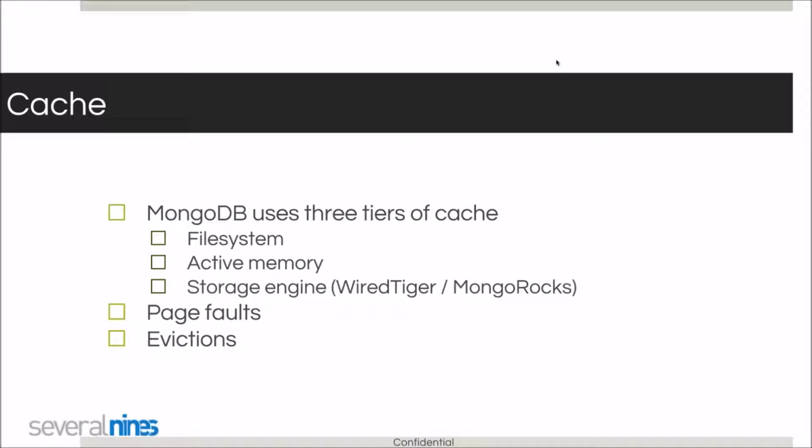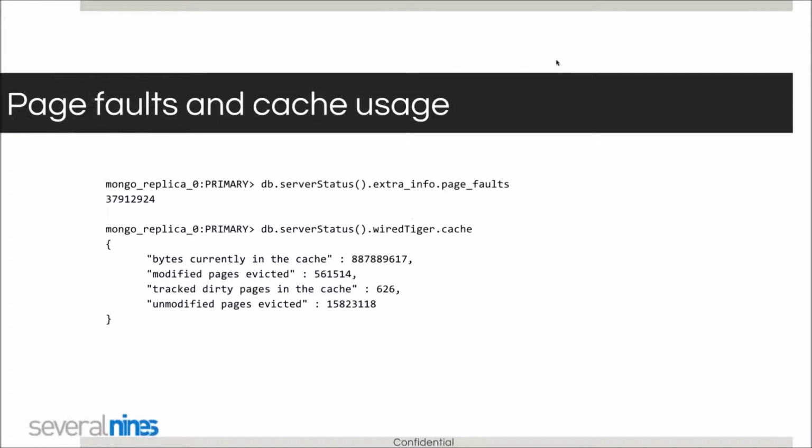Once you are requesting data from MongoDB that's not inside the cache of that node, it will give a page fault. And those page faults are counted. And so you will know that there's a cache miss. Also, whenever there is memory in the active memory or in the storage engine available, there will be evictions happening of that cached item. So if you want to get the number of page faults, that's quite easy by getting the extra_info page_faults, and that's just the number of cache misses.